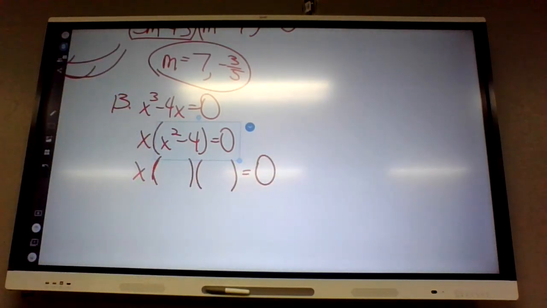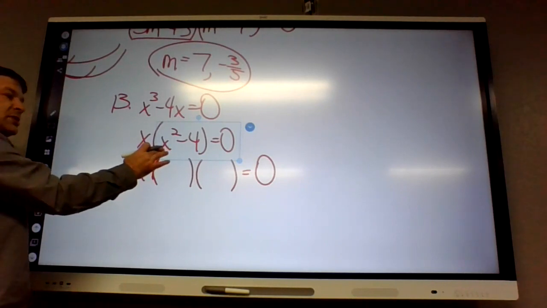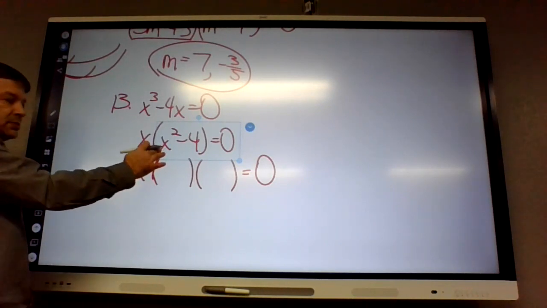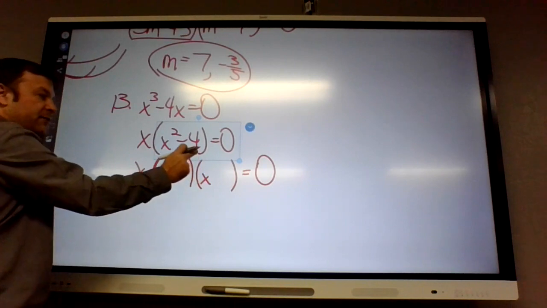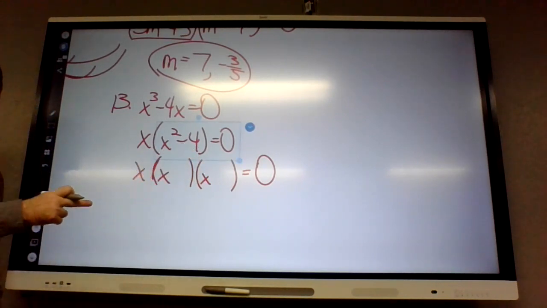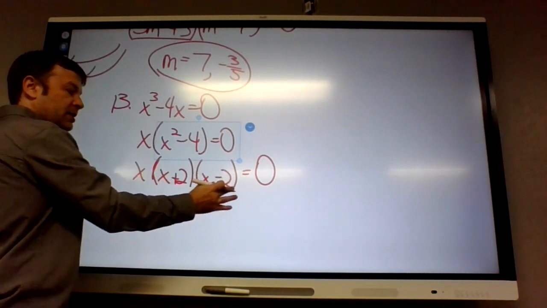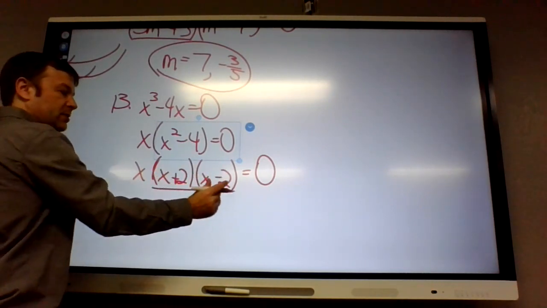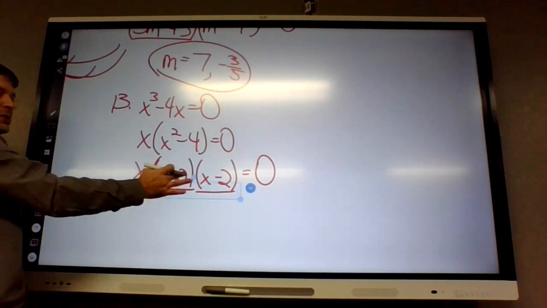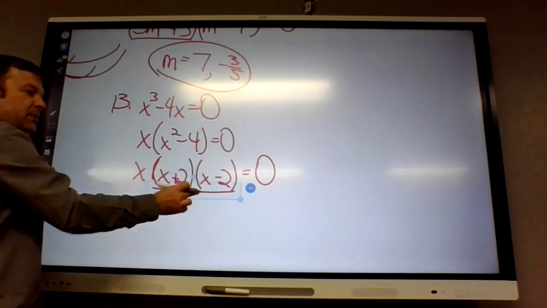So all we said though was what times what equals x squared? x times x. And then for the back, what times what equals -4? Positive 2 times -2. On a square minus a square, these two parentheses should be identical, except for a plus and a minus.